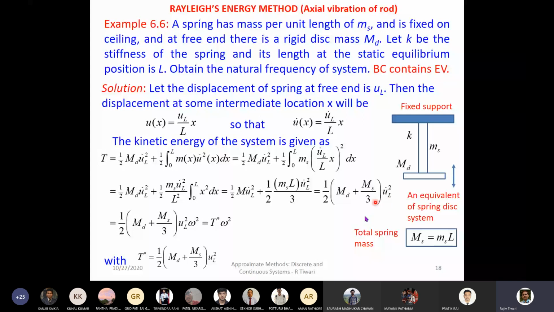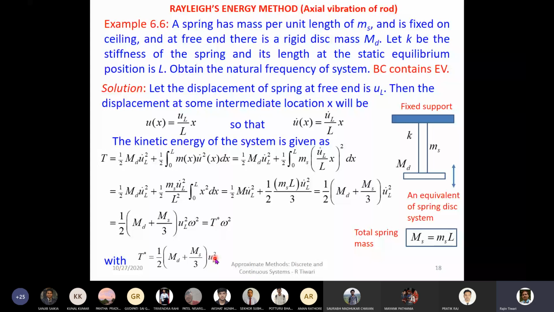So this is the kinetic energy, which if we want to write in the harmonic form, then we can write u dot as omega ul. So this will give us omega square. So omega square, the coefficient of that is nothing but the T star which we defined. So T star will be this much.